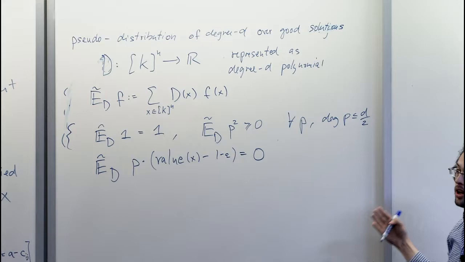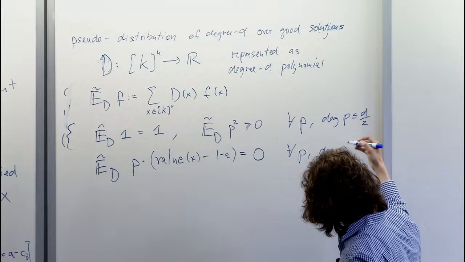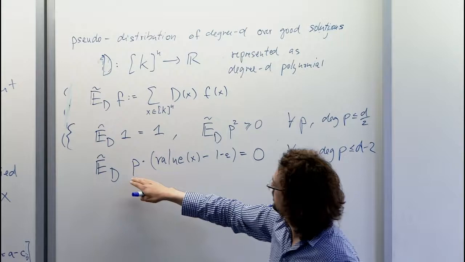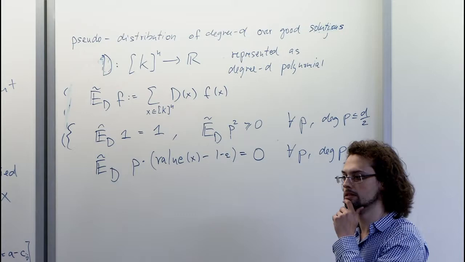What is p in the last line? That's a polynomial of degree at most, I think, d minus 2. So I just want to make sure that all the things that we are evaluating here are degree d polynomials. So distributions are just another name for the moment sequences of Lasserre?